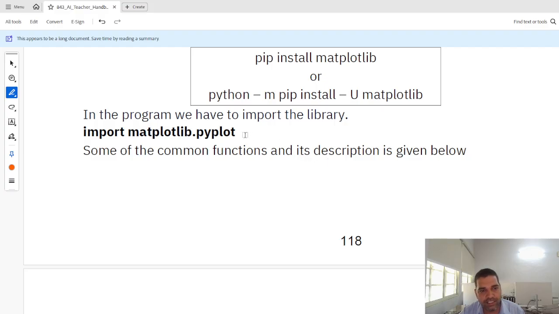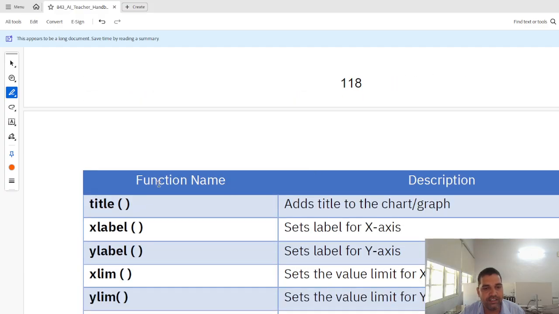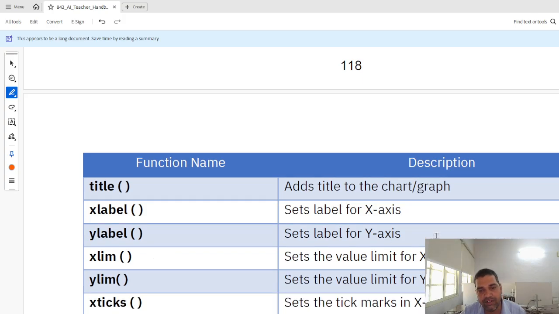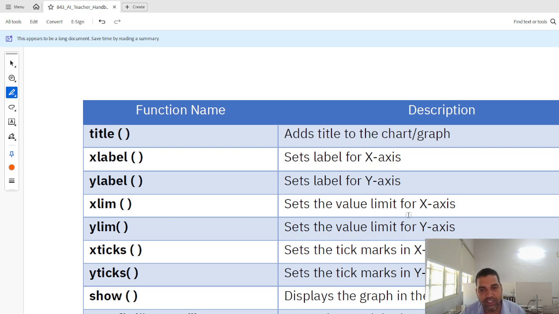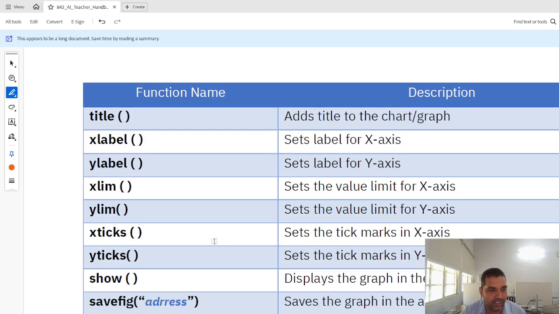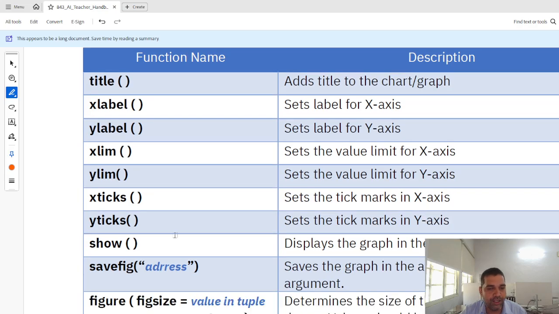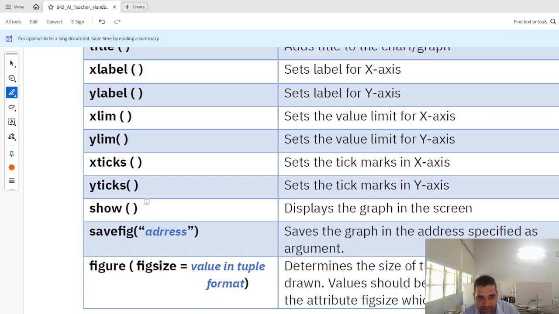Some common functions present in this submodule pyplot are the title function. This title function adds a title to your graph or chart. xlabel sets the label for the x-axis, ylabel sets the label for the y-axis, xlim sets the value limit for the x-axis, and ylim sets the value limit for the y-axis. xticks sets the tick marks in the x-axis, meaning you can rotate or change those values of the x-axis. yticks sets the tick marks in the y-axis, and the show function displays the graph. This is important. At the end we have to use plt.show to display the graph on the screen. With this function only we display the graph on the screen.